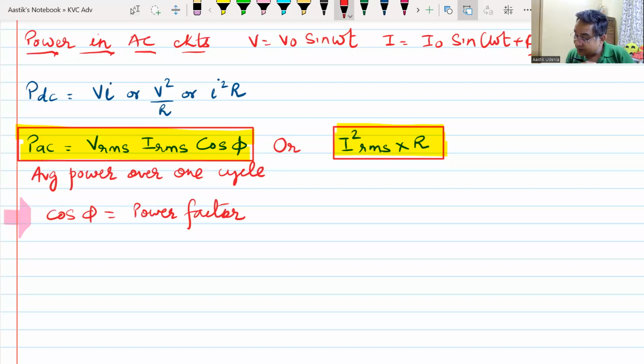This cos phi is known as the power factor of the circuit. Do we understand this? Yes, sir. And the value of this cos phi is always given by R by Z. What is R and what is Z?